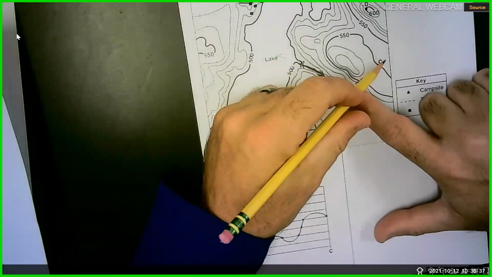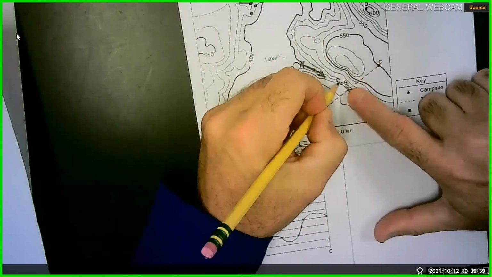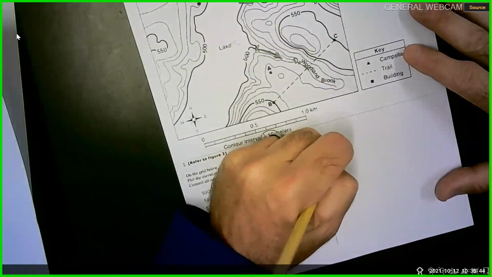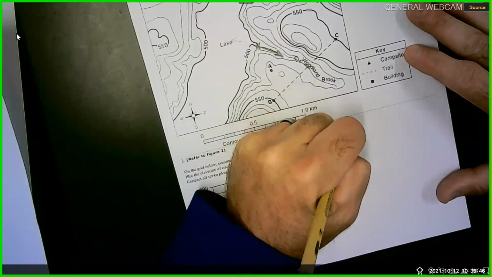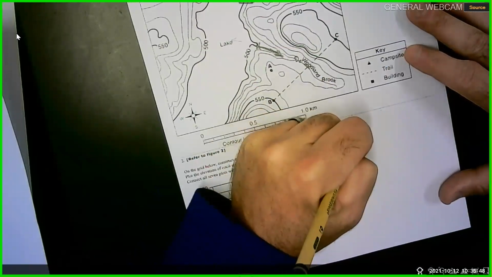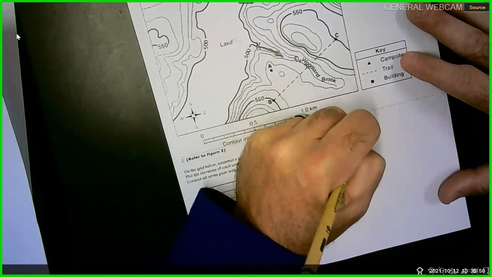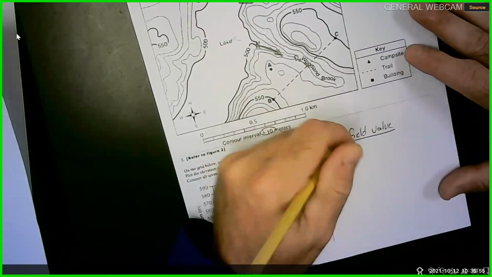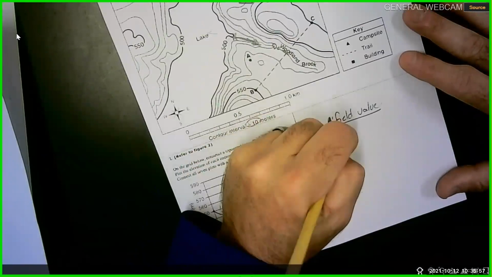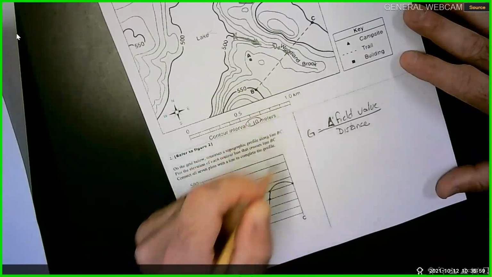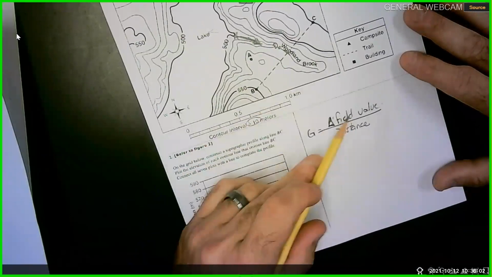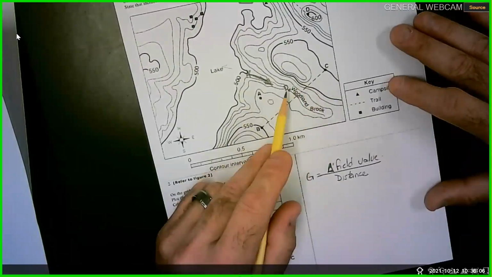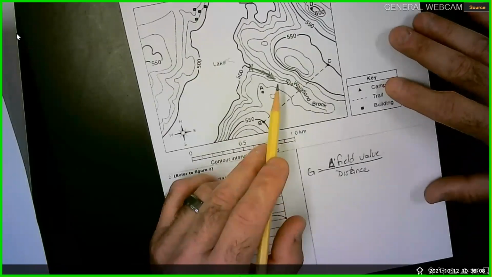So here we're going to find the profile. We're going to find the actual gradient from D to C. So gradient, right? If you look at the front of your reference tables, gradient equals change in field value over distance. I'm going to use my triangle. So now I need to figure out what my distance is between D and C, and I need to find out what my change in elevation is.